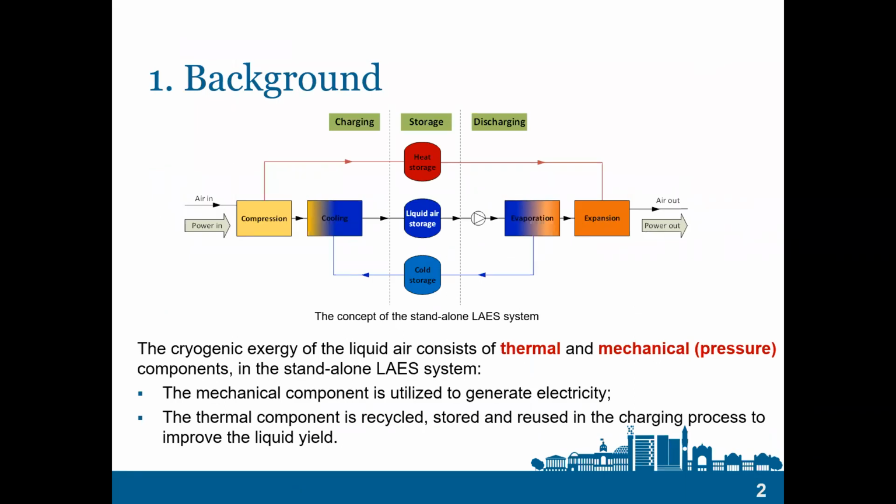As we all know, the cryogenic exergy of the liquid air consists of 2 parts. The first is the thermal component and the other is the mechanical component, or we can also call it the pressure component. In the standalone liquid air energy storage system, the mechanical component is utilized to generate electricity directly, and the thermal component is recycled, stored, and reused in the charging process to improve the liquid yield. It is one of the best ways to improve the round-trip efficiency of the standalone liquid air energy storage system. But in some other application scenarios, it may not.